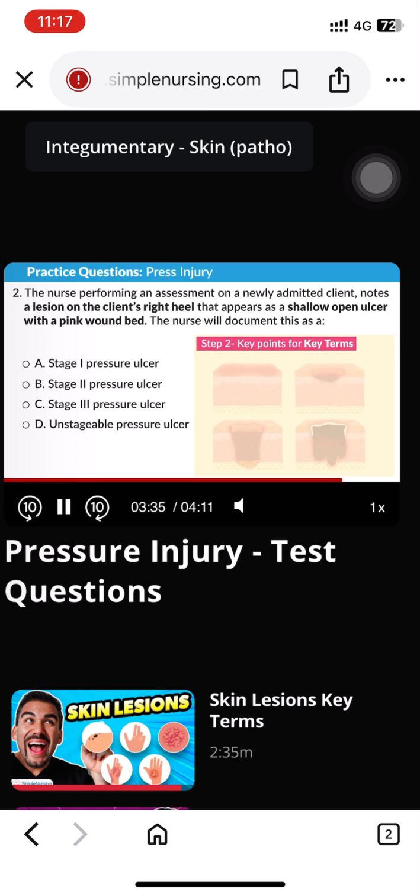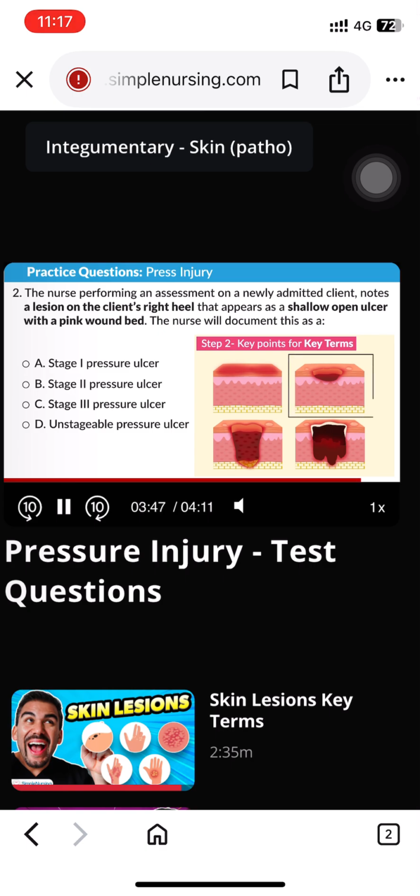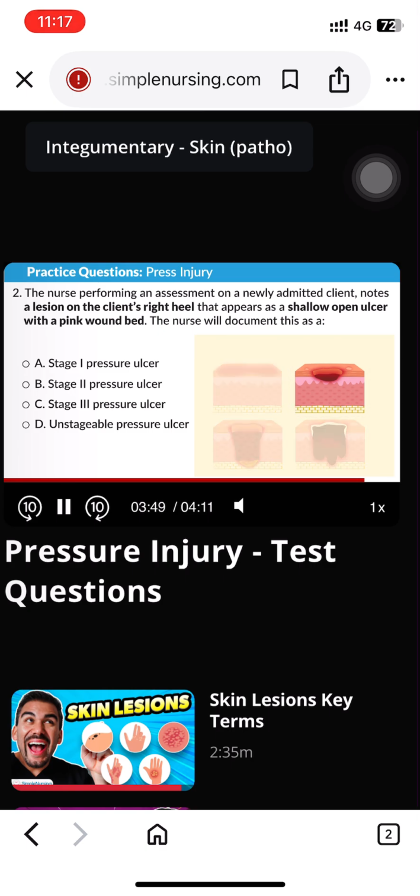Well, we know that stage 1 is a closed pressure injury. Stage 3, on the other hand, is deep into the subcutaneous, looking kind of like bubble wrap, which is not the case here, so it must be stage 2. So option B would be the most correct, as it is shallow, open, with a pink wound bed.